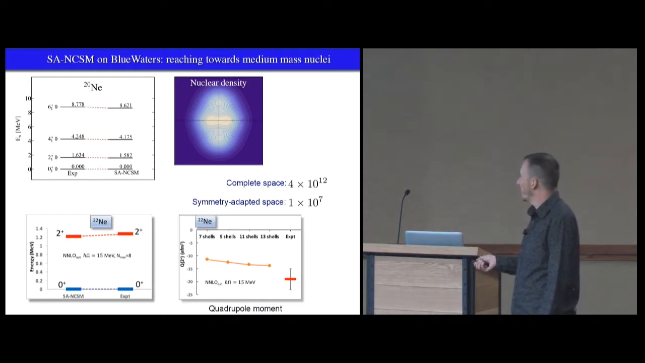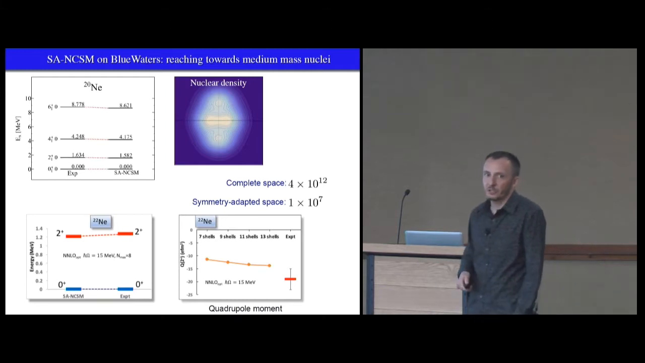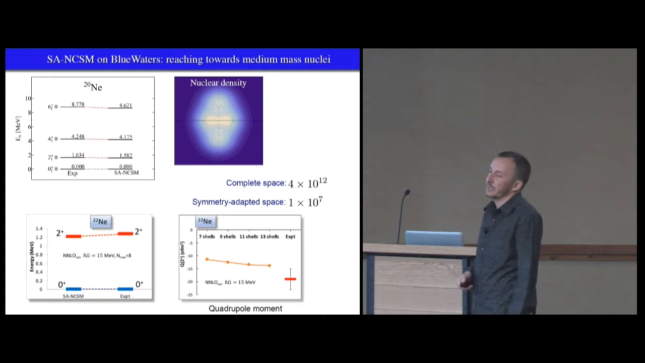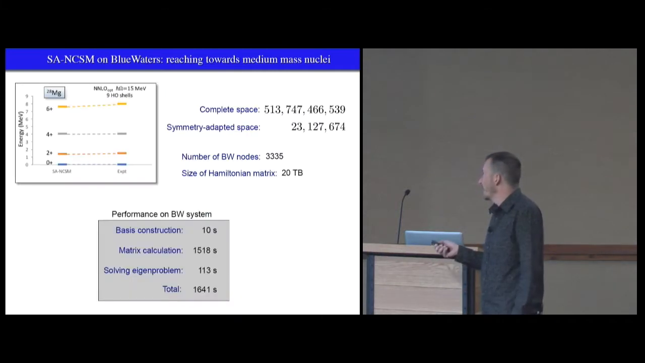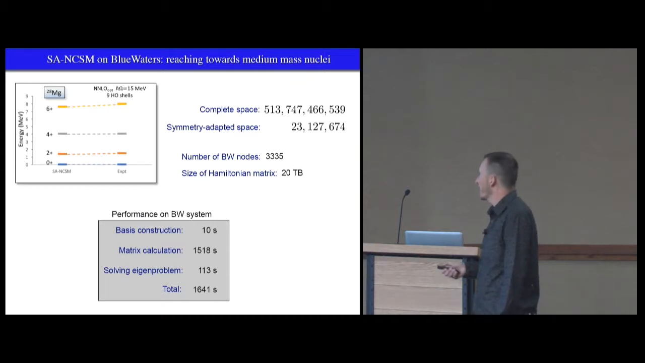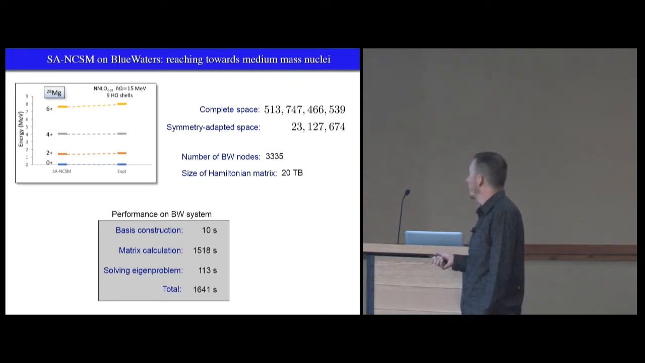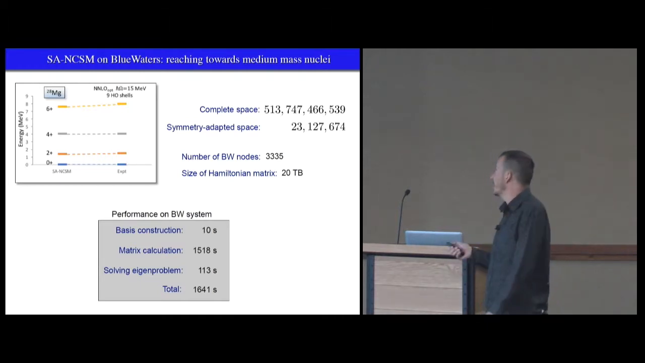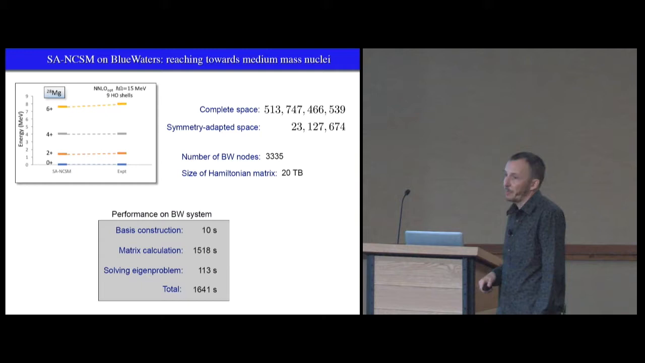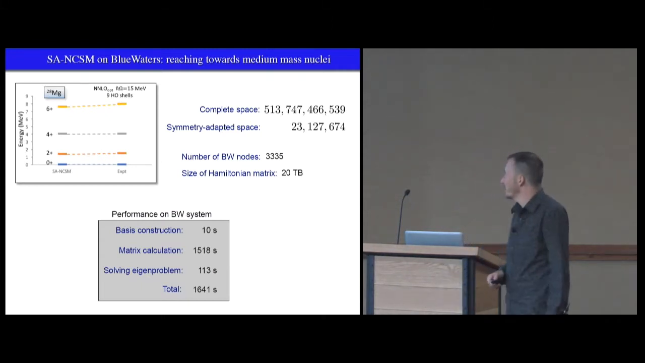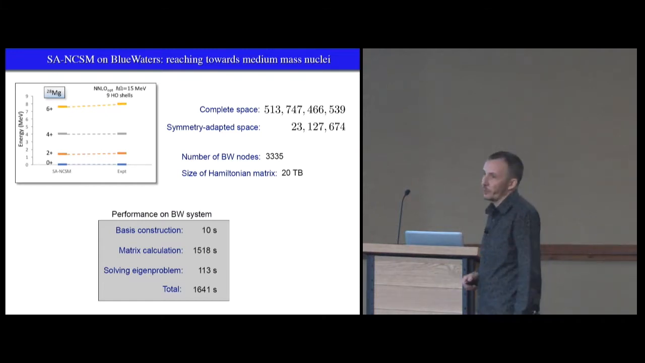And I also plotted the quadrupole moment that shows the distribution of matter in nuclei. This observable is sensitive to the tail of the wave function. And we can go even higher. So this is the magnesium-28 rotational spectrum. Again, it compares fairly well to experiment. The complete space is 513 billion. Using symmetries, we can truncate the space down to 23 million. The number of Blue Waters nodes used for this calculation was a little bit over 3,000. The size of the Hamiltonian was 20 terabytes.